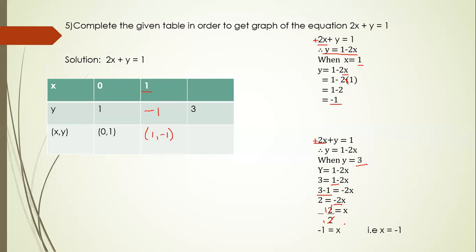So after solving this, we got the value of x as minus 1. So here we will write in the table, when y is 3, the corresponding value of x is minus 1. So same we will write here also minus 1, comma, 3.